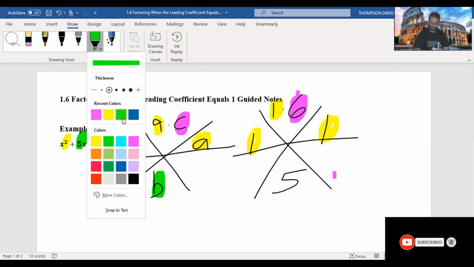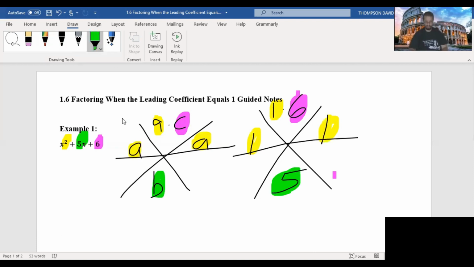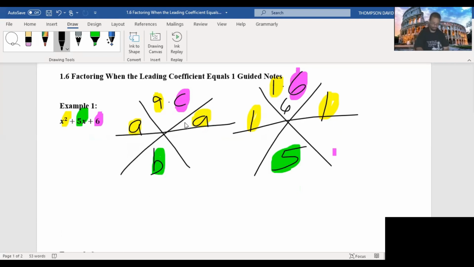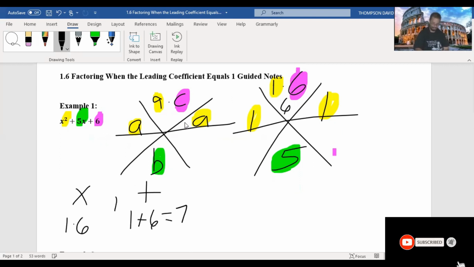And what we're looking for is two numbers. When I multiply them, I get 6, but when I add them, I get 5. So let's think about multiples of 6. So we want to think multiply and then addition. So 1 times 6 gives me 6, but 1 plus 6 gives me 7. So this doesn't help.